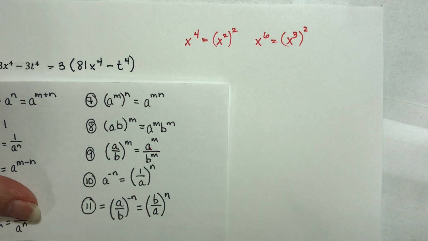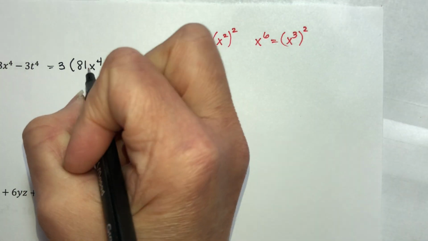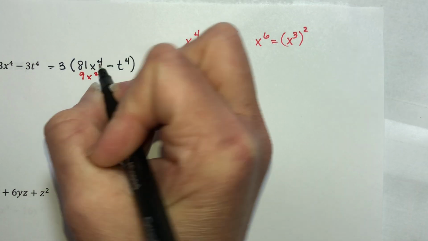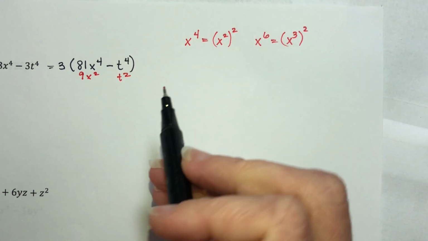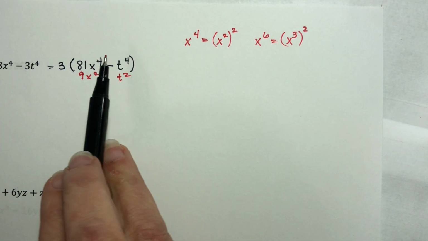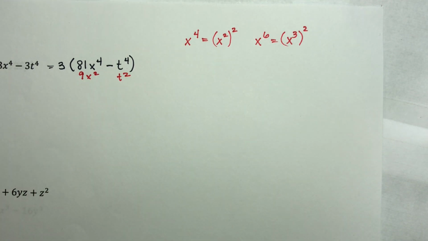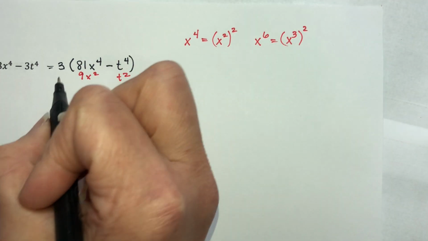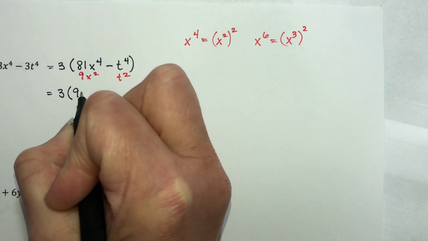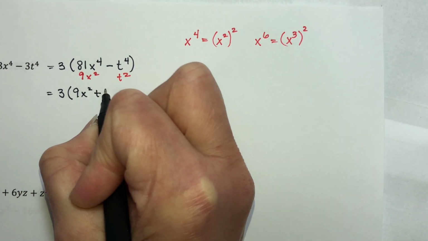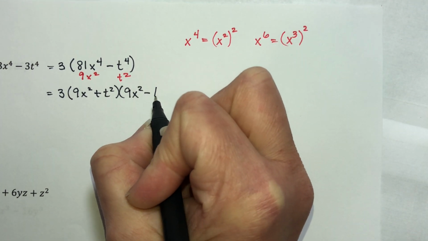Okay? So keeping that in mind, the square root of 81 and x to the fourth would be 9x squared. The square root of t to the fourth would be t squared. I have two terms with a minus sign in the middle, and they are perfect squares, so I have a difference of squares. We cannot lose that 3. Make sure it follows you down. And then you get 3 times 9x squared plus t squared times 9x squared minus t squared.